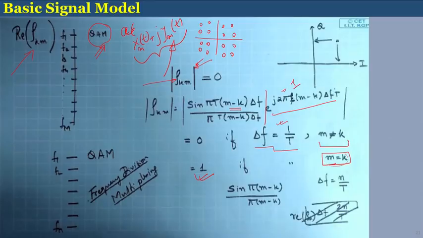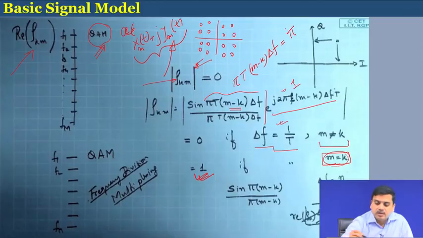So, under the m is equal to k condition, this will give us 1, and under the condition where m is not equal to k, if we set the additional condition that delta f is equal to 1 by t, or in other words, what we see inside over here is pi t m minus k delta f being equal to some integer multiple of pi. In that case, and the minimum separation is m minus k equals 1, we clearly would get delta f is equal to 1 by t as the condition under which this would go to 0.